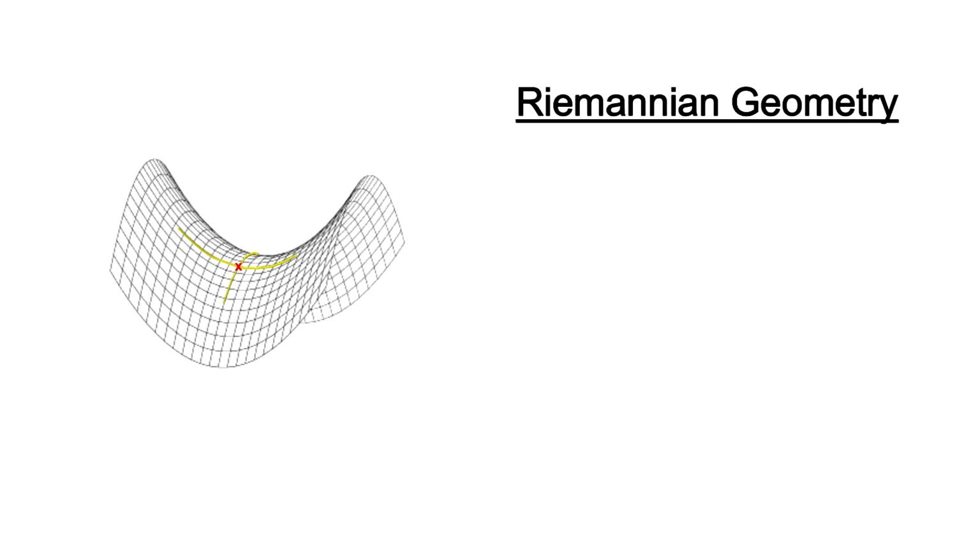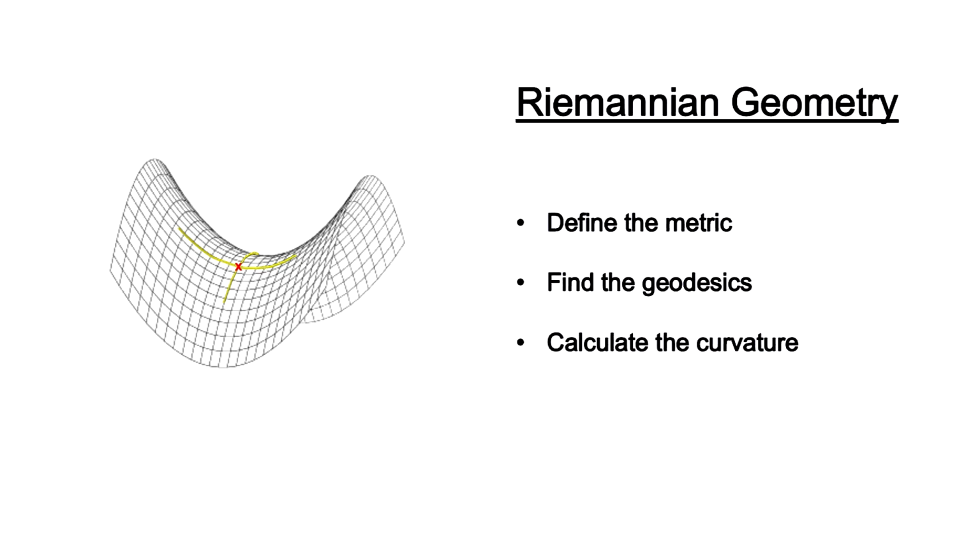Riemann developed the mathematics for this generalized space with any number of dimensions. Basically, he came up with a 3-step process. First, we define a metric for the space that allows us to measure distances. Second, we use the distance metric to find the geodesics for the space. And third, we use the geodesics to define what we mean by curvature.